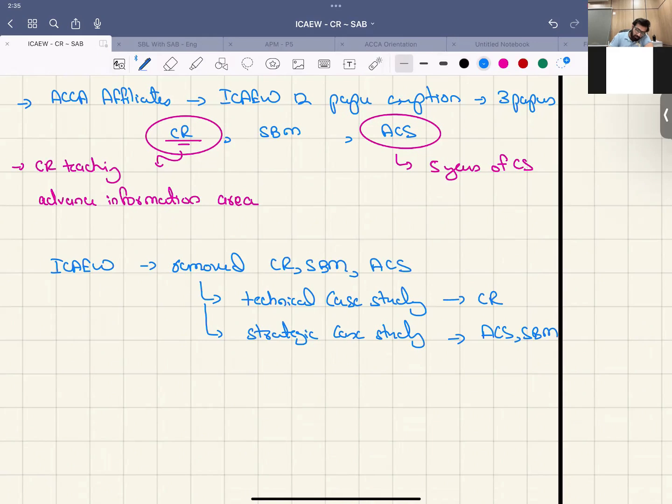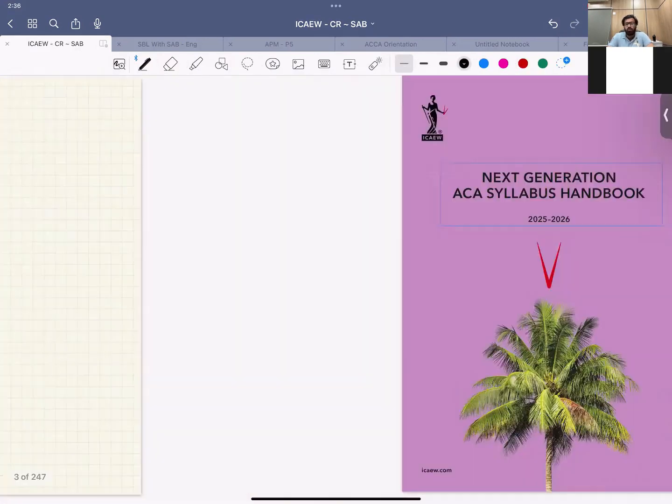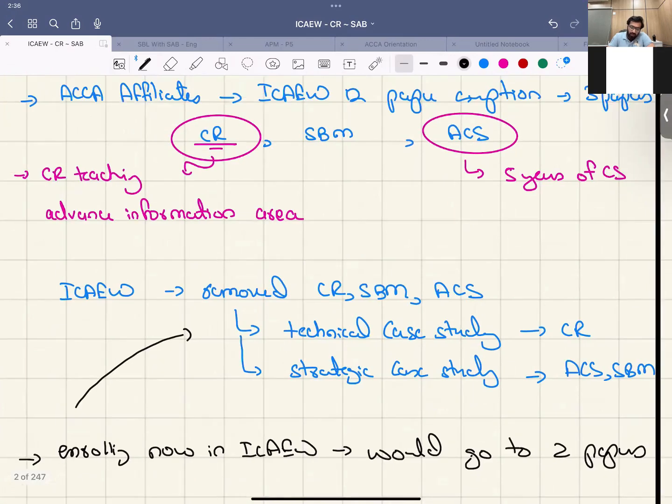Now, the students who are enrolling now in ICAEW would go to 2 papers. They have given a date and everything, which is mentioned in this PDF. Once you ask, I'll definitely share it with you. Don't worry.